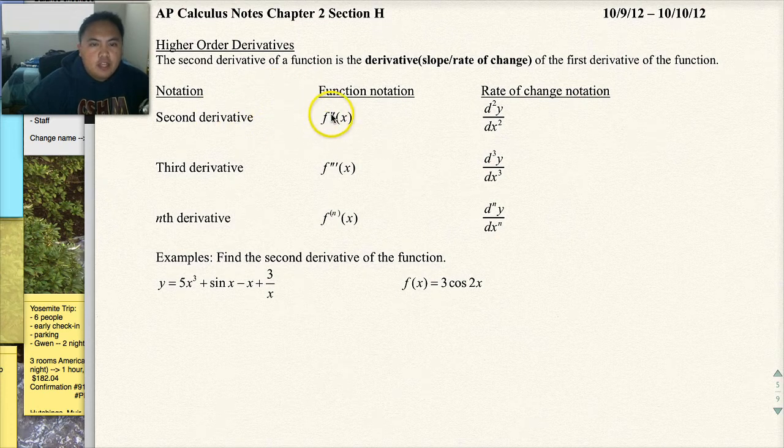Second derivative, they call it f double prime x, or in rate of change notation, they call it d squared y over dx squared. Third derivative would be f triple prime, and then rate of change notation is d cubed y over dx cubed. Or if you see the pattern, it goes f^(n) or d^n y over dx^n. There's two different notations to mean the exact same thing.